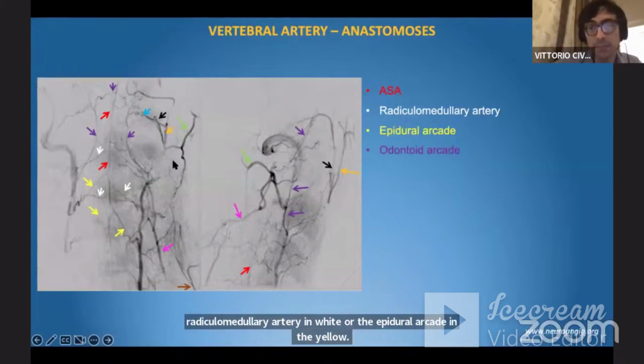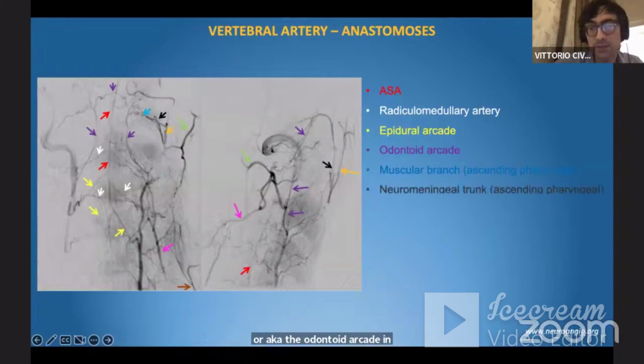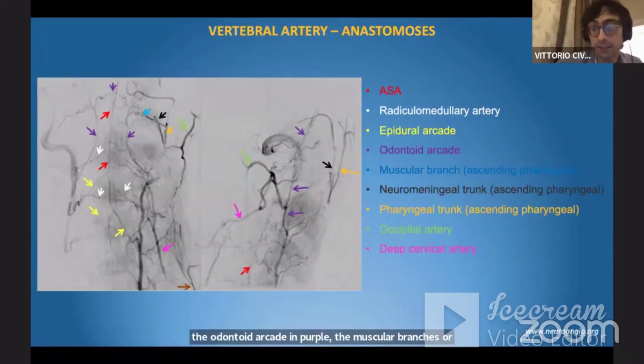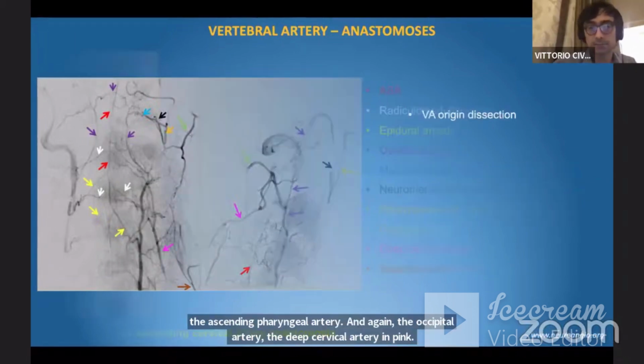arcade in purple, the muscular branches, the neuromeningeal trunk and the pharyngeal trunk of the ascending pharyngeal artery, and again the occipital artery, the deep cervical artery in pink, and the ascending cervical artery.